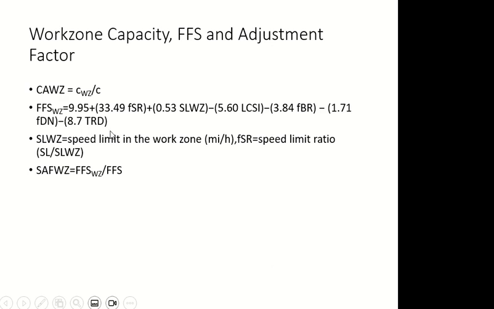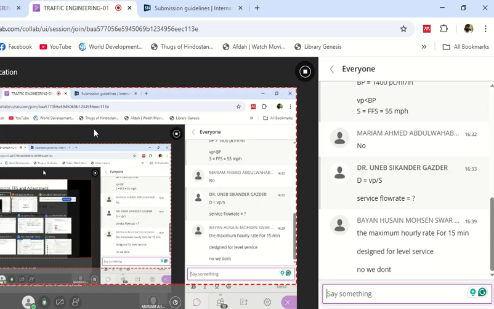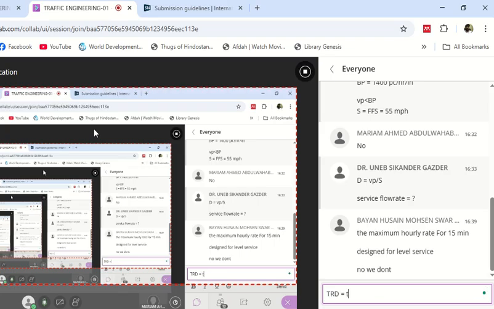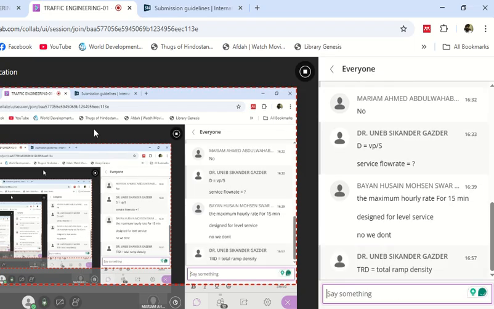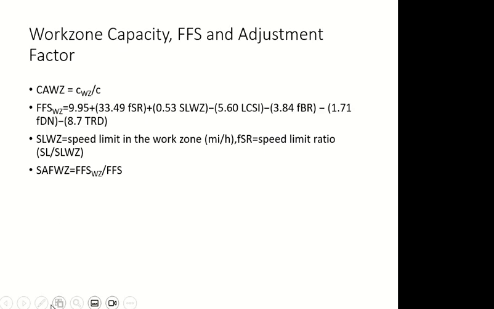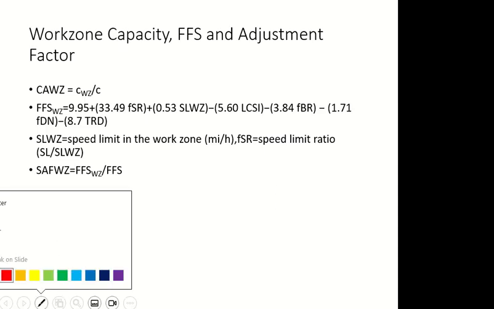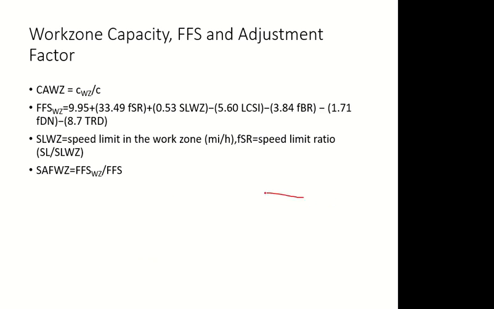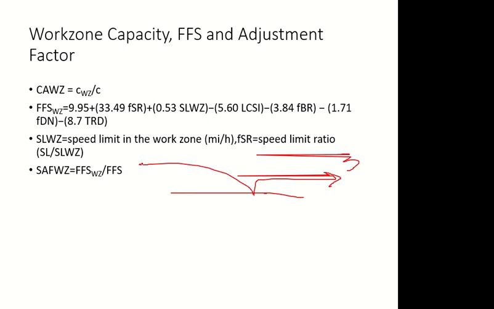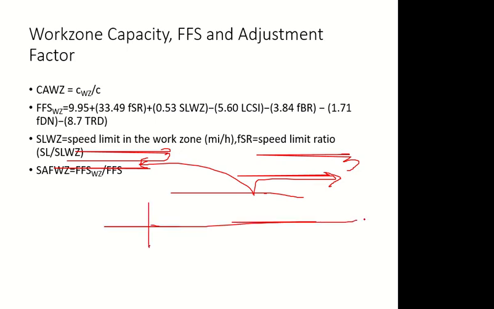And then you have, not a factor, this is called total ramp density. TRD means total ramp density. What is the meaning or how do we calculate total ramp density? Let's say I'm doing the analysis here in this segment. From this segment I go 3 miles forward and I go 3 miles back as well. So 3 miles in each direction, the total will be 6 miles.